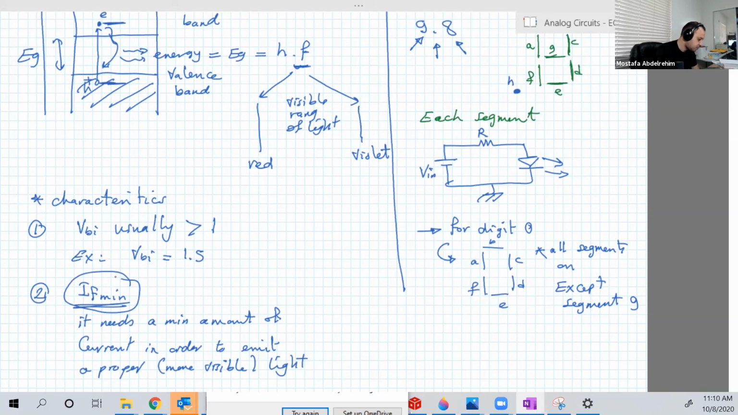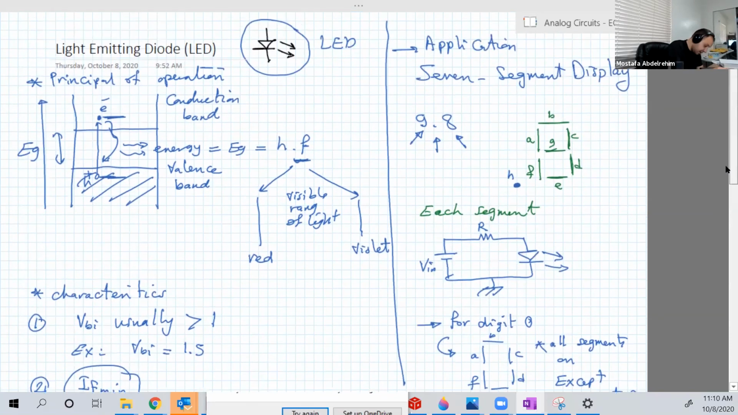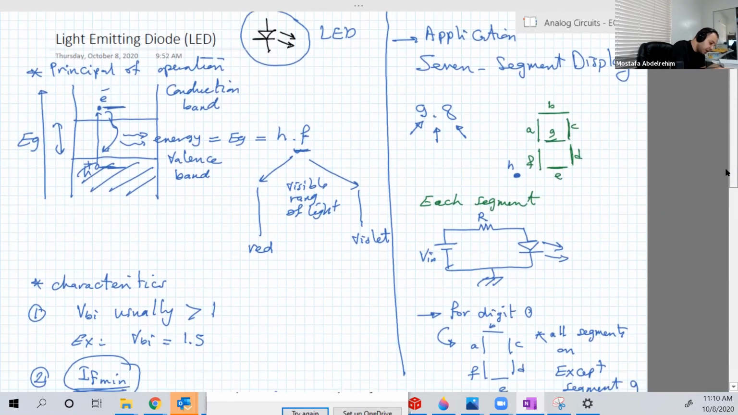Okay. So that's basically, guys, the 7 segment display. Any question on that?